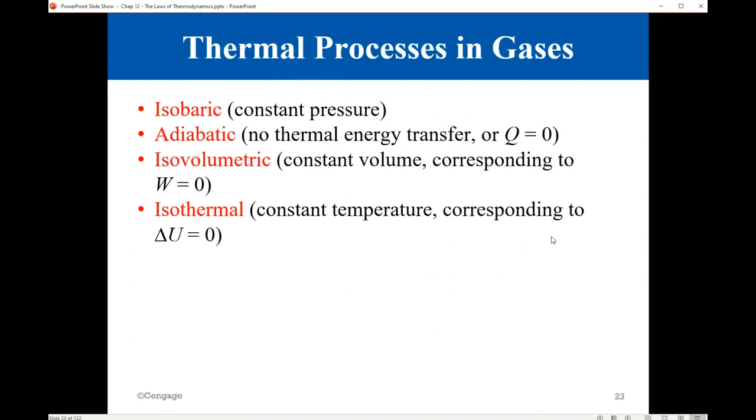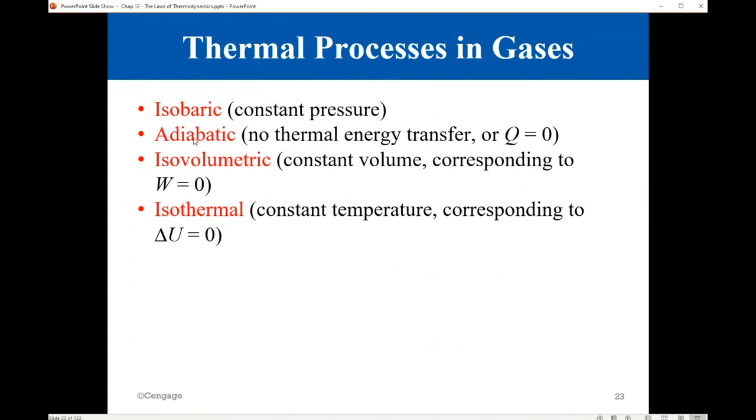Now to another important topic in thermodynamics, which is the processes in gases. We have 4 main processes. The first group of processes is called isobaric. Isobaric means the pressure is constant during these processes. So the volume may change, the temperature may change, but the pressure is kept constant.